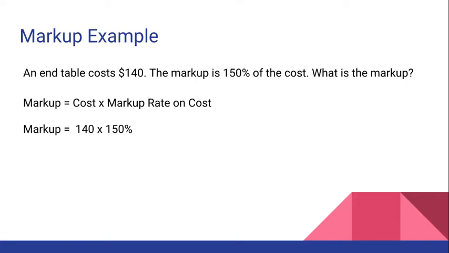Alright, so now that we know markup, let's do some selling price examples. We're using the first example again about the boxwood shrub. Cost $50, the markup is 70% of the cost. What is the selling price? So our selling price is now the cost plus the markup. If you remember from earlier, we found that our markup was $35. So for our selling price, we're going to take the $50 cost and add to it the $35 markup that we got. So 50 plus 35 is 85. That means that if you were going to buy this boxwood shrub from the store, it would cost you $85.